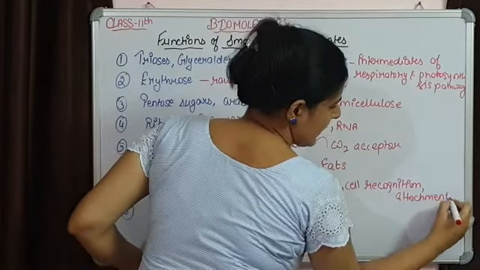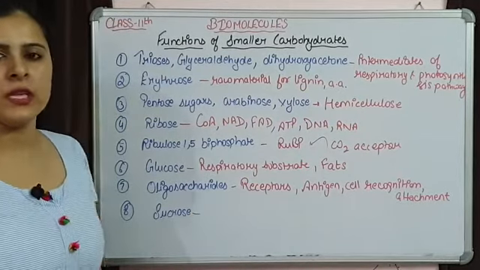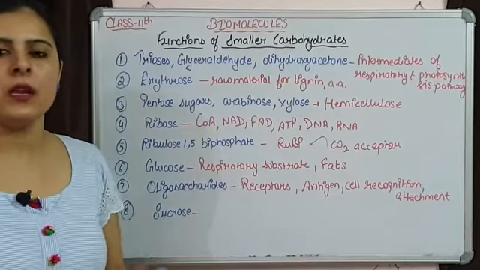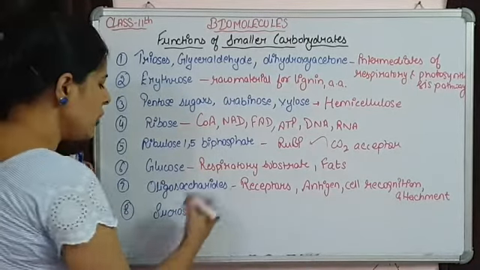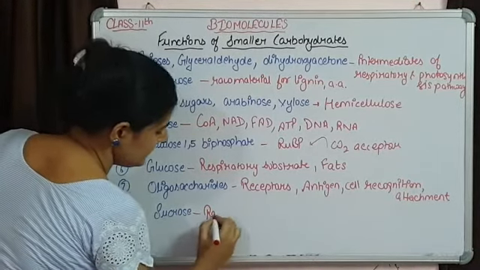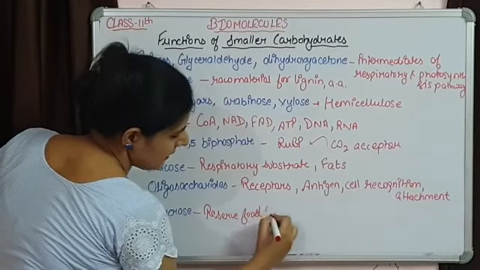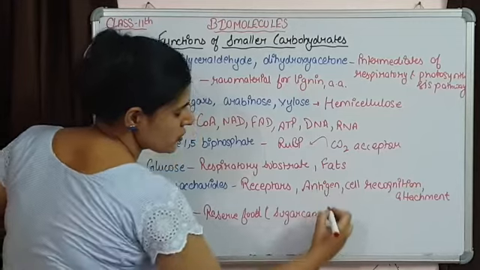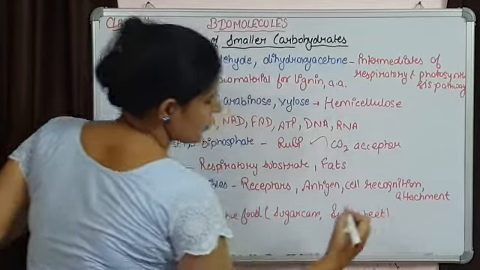These oligosaccharides are performing. Next comes our sucrose. So it is acting as a reserved food material in most of the plants. Like sugar cane is going to store or sugar beet is going to store sucrose. So here it is acting as a reserved food. Like if we take the example of sugar cane, so sugar cane is going to store sucrose. Sugar beet is also going to store this sucrose.